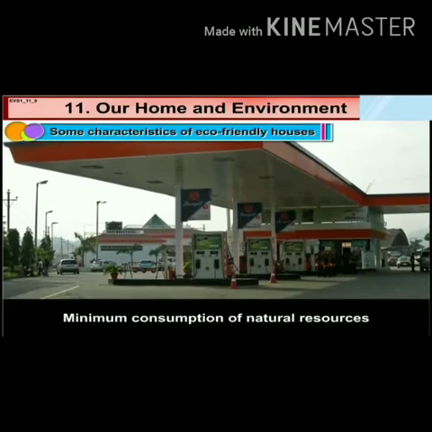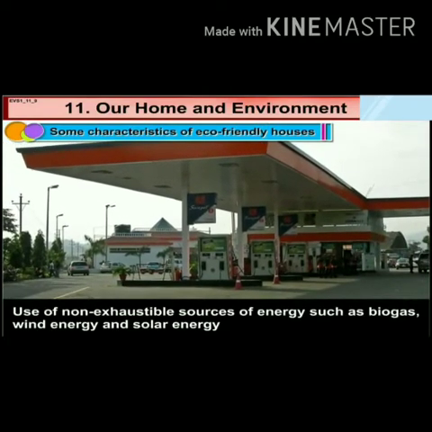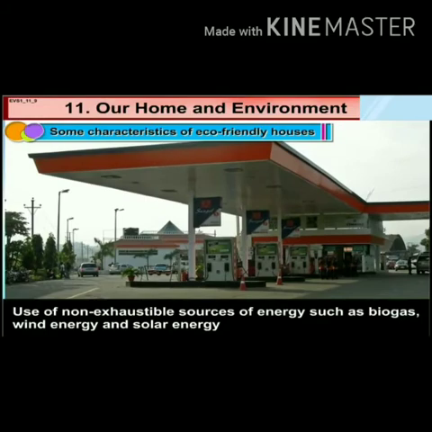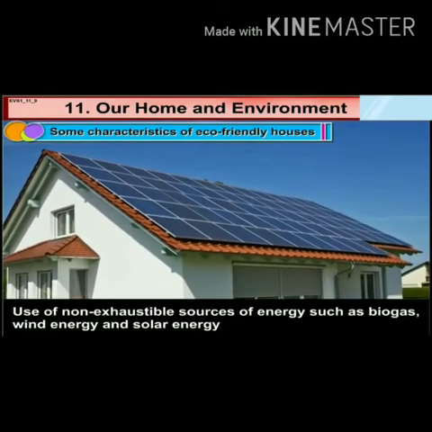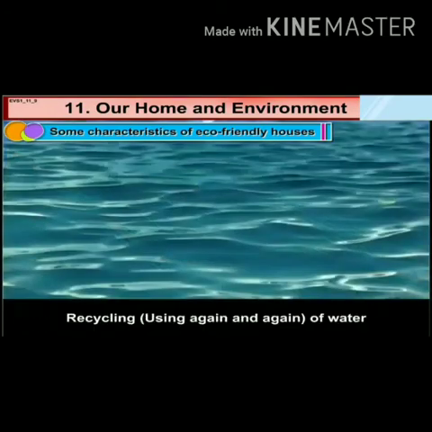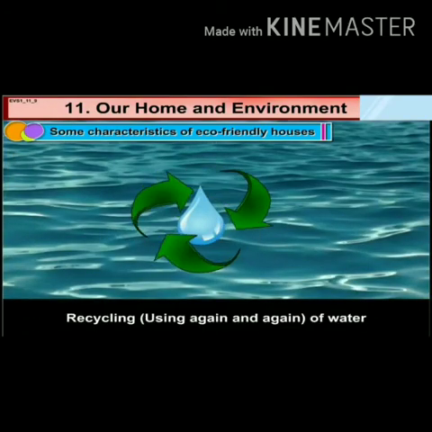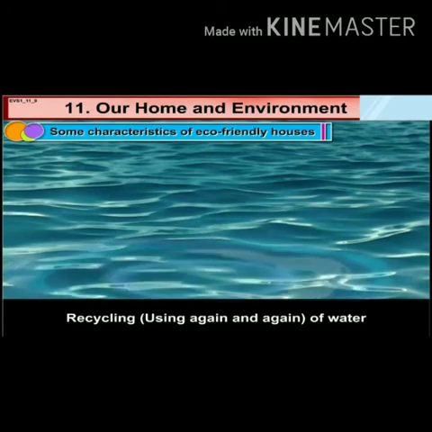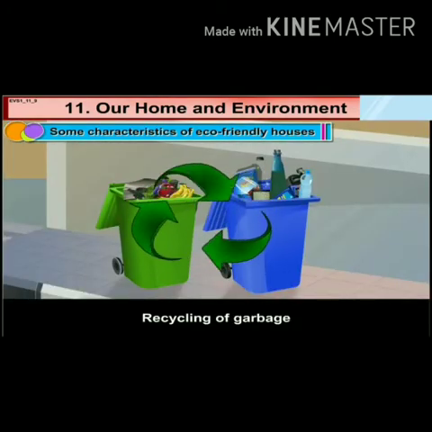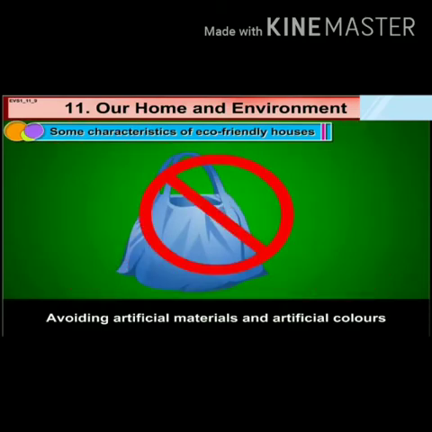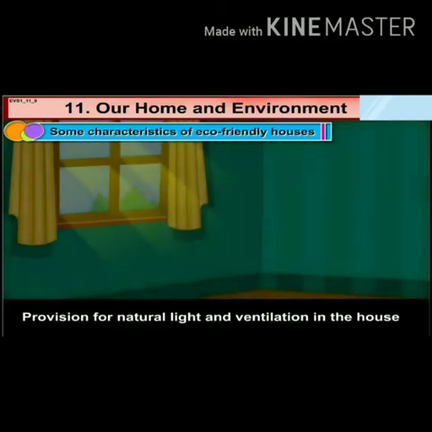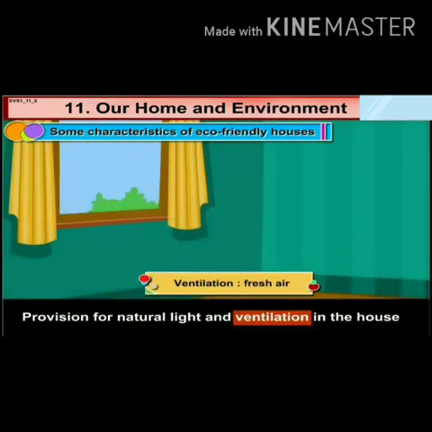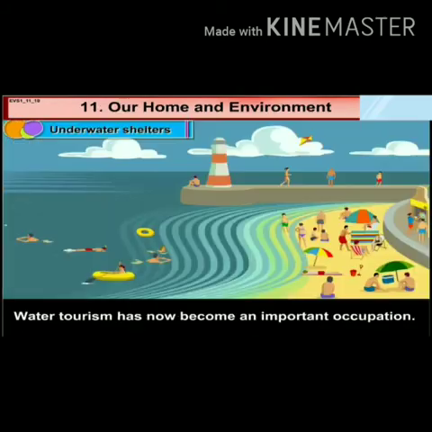Minimum consumption of natural resources. Use of non-exhaustible sources of energy such as biogas, wind energy, and solar energy. Recycling, that is, using water again and again. Recycling of garbage. Avoiding artificial materials and artificial colors. Provision for natural light and ventilation. What does it mean? Fresh air to get in the house.